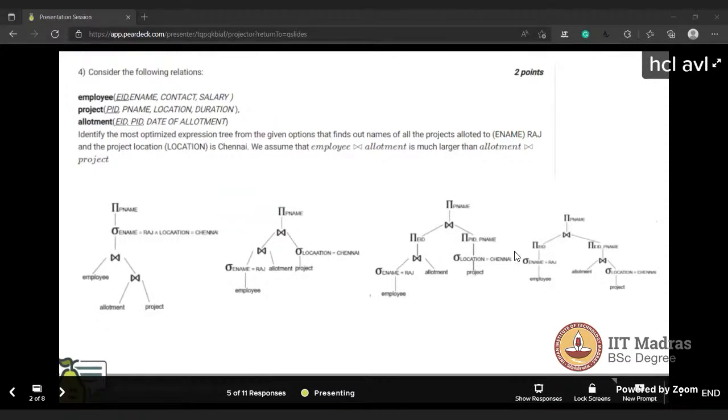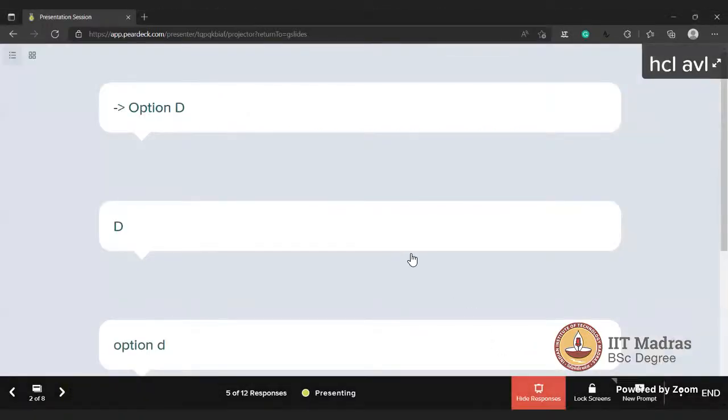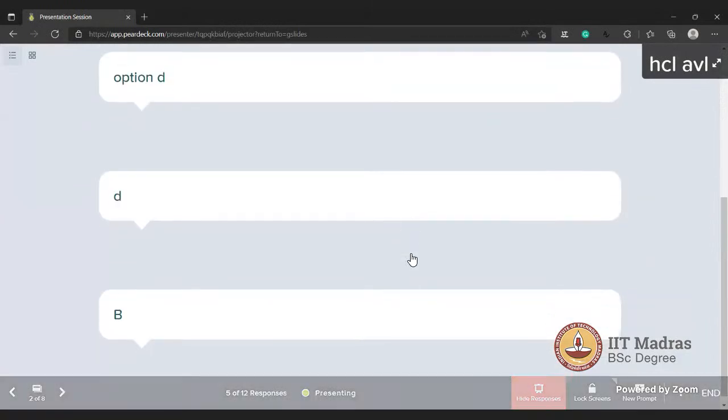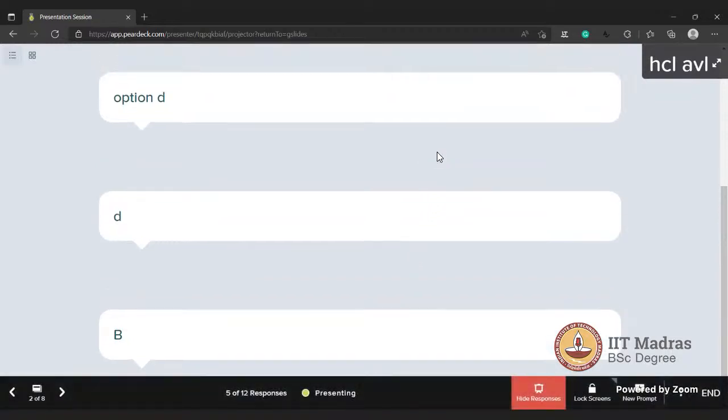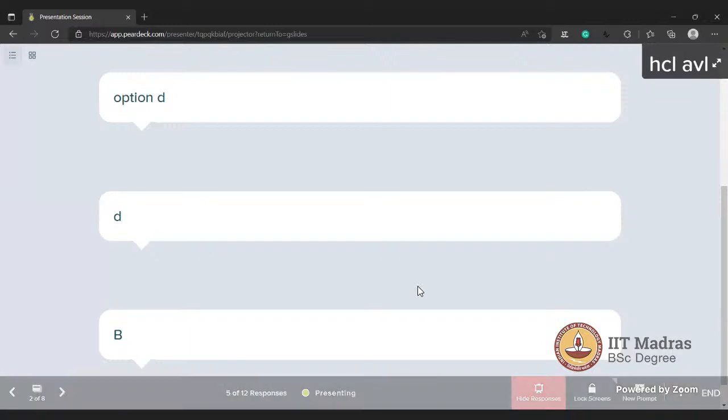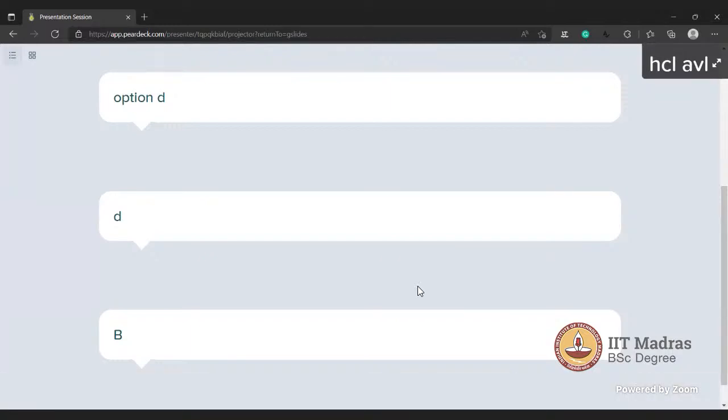Hello. Okay, Subhendu, show responses. Okay, option D is the correct option. Someone has written option B. Can you explain why option B is the correct option? And why is option D the correct option? Would anyone like to explain? Anyone?